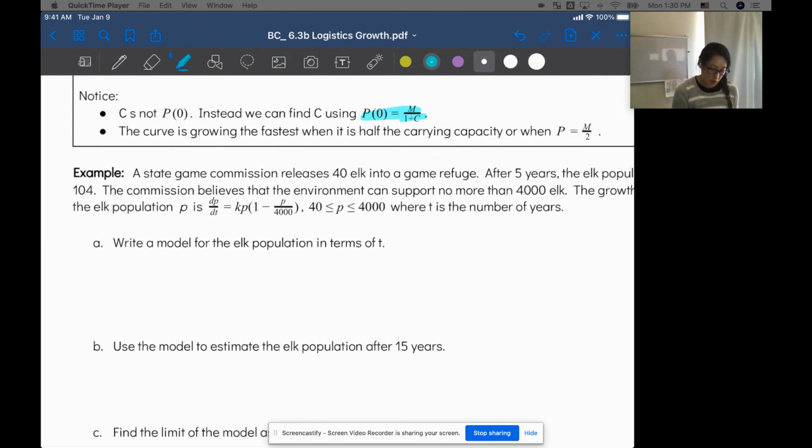Another important part is that the curve is growing the fastest at half the carrying capacity, or when the population is M over 2. So carrying capacity over 2.